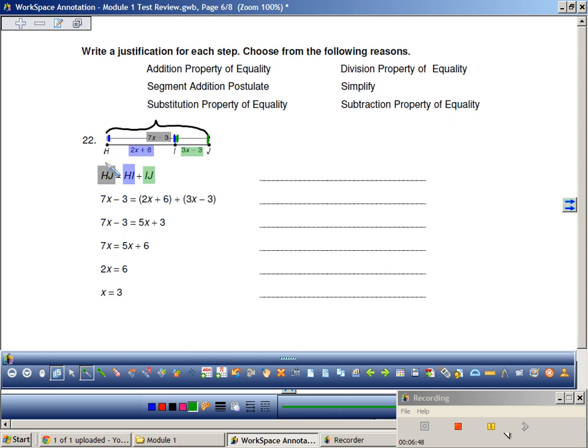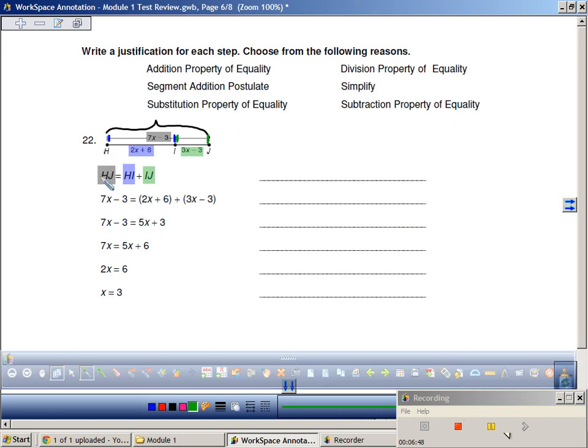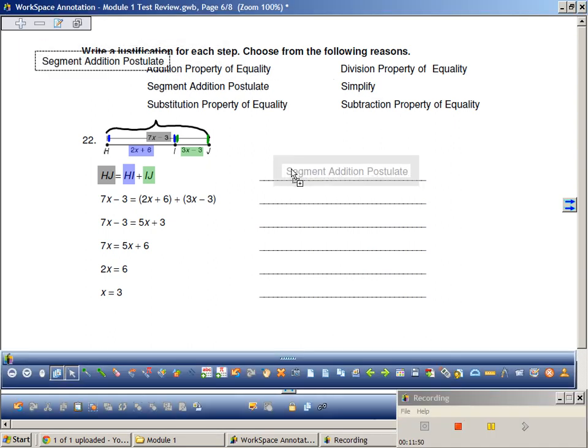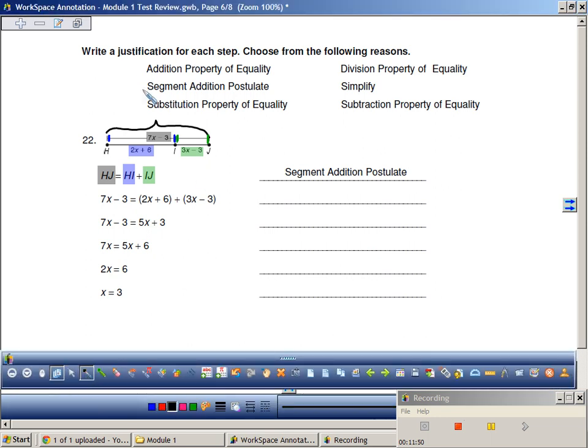Okay, so saying that segment HG, or the measure of HG, is equal to Hi plus Ij, what postulate is that? Segment addition postulate tells me that. Look, I'm going to cheat or be resourceful. Segment addition postulate. I'm going to put a little mark on that one. Use that one. I'm just going to cover it up. That way we don't even have to look at it.